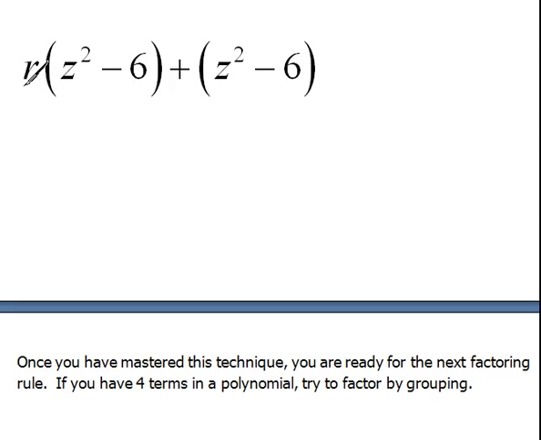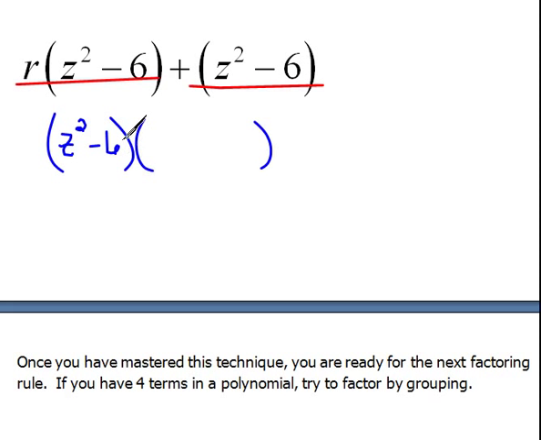Here we have, again, two terms. Here's our first term, and here's our second term. What do they both have in common? Do you see that they both have a z squared minus 6? Absolutely. So now our task is to do that reverse distribution.